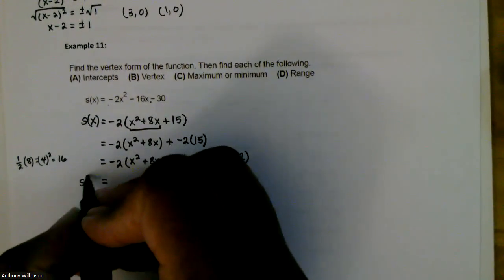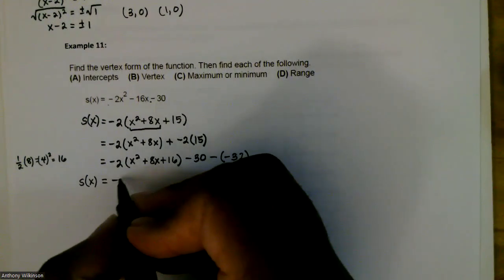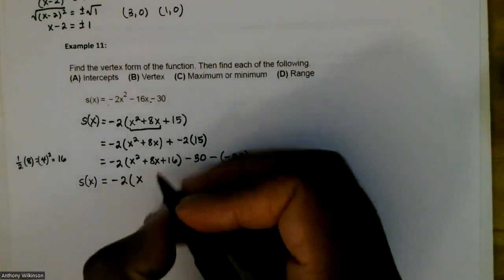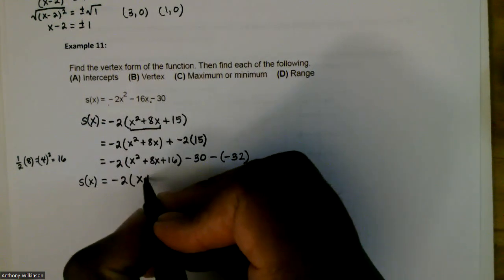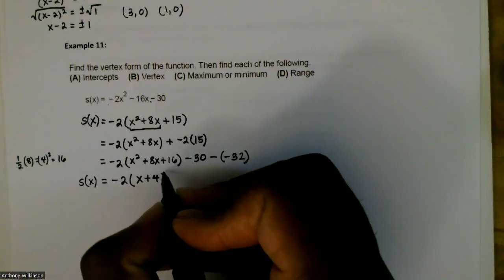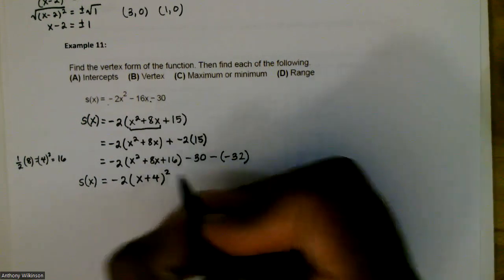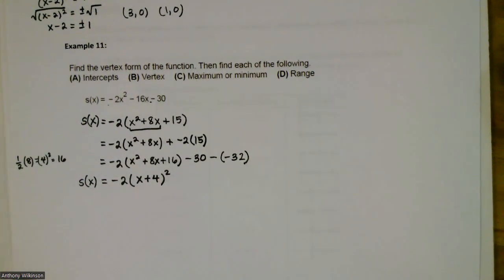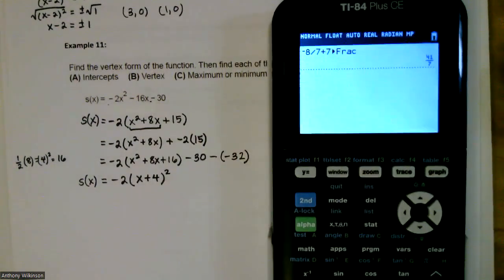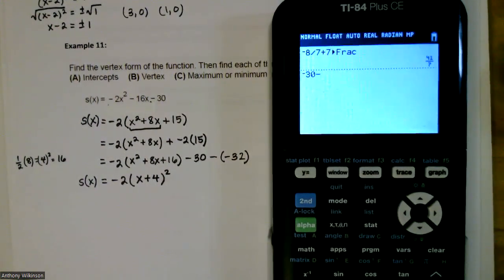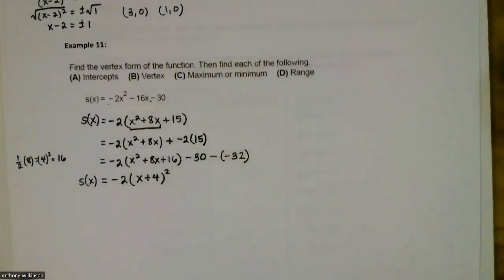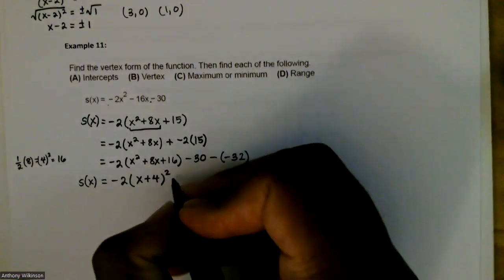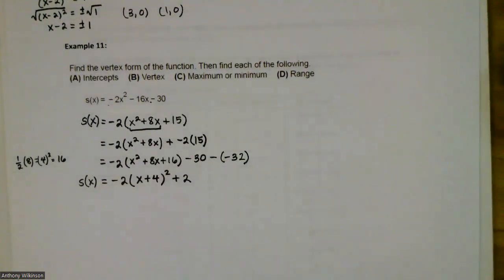Now, this will factor as a perfect square trinomial here. So I had the -2 times x plus 4, because half of 8 is 4. So it'll be x plus 4, that'll be squared. Now, in this case here, -30 minus a -32 ends up being 2. And I just did that in the calculator, so it'd be plus 2. So that would be the vertex form of that equation.